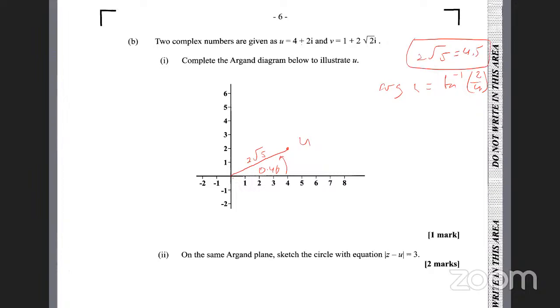And then they want you, on the same Argand diagram, to sketch a circle. You already know it's a circle: modulus of Z minus U is equal to 3. So because we just finished loci, we know that the center is 4, 2, and the radius is 3. Right, so you want to try to sketch that here. Let me try and do it in blue. Center is 4, 2. Radius is about 3, right?